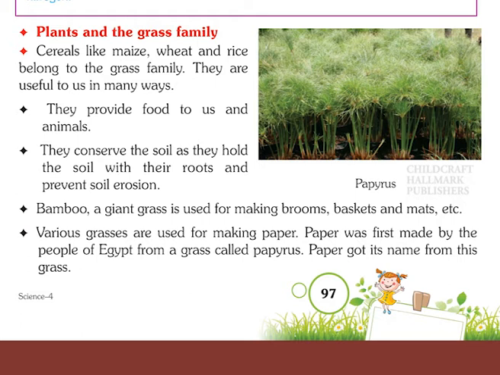Various grasses are used for making paper. Paper was first made by the people of Egypt from a grass called papyrus. Paper got its name from this grass.